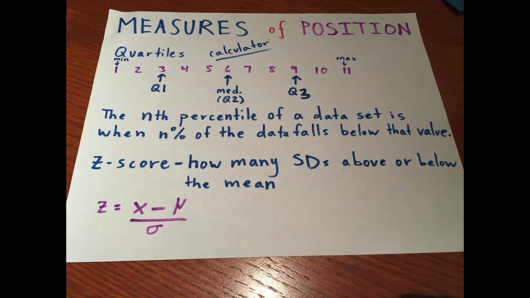The nth percentile of a dataset is when n% of the data falls below that value. For example, the 56th percentile is when 56% of the data falls below that value and 46% are above it. Z-score is a standardized score that defines how many standard deviations above or below the mean a certain data point is. Thus, the formula is x minus mean over standard deviation.